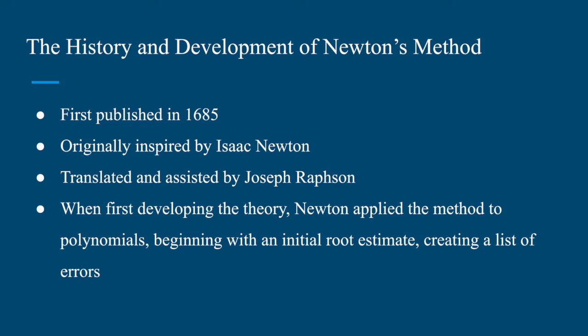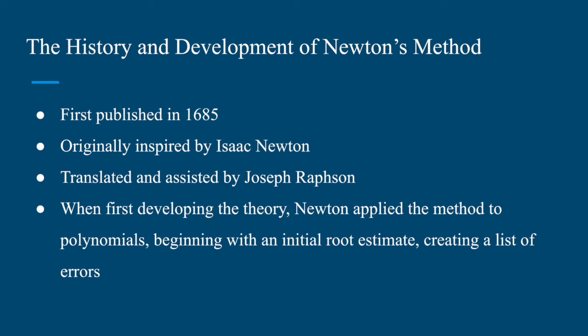The history and development of Newton's method. Newton's method, also known as the Newton-Raphson method, was published in 1685. When discussing Joseph Raphson and his contribution to the method, he overlooked Newton's theory to ensure its validity and continue its research, later publishing it.